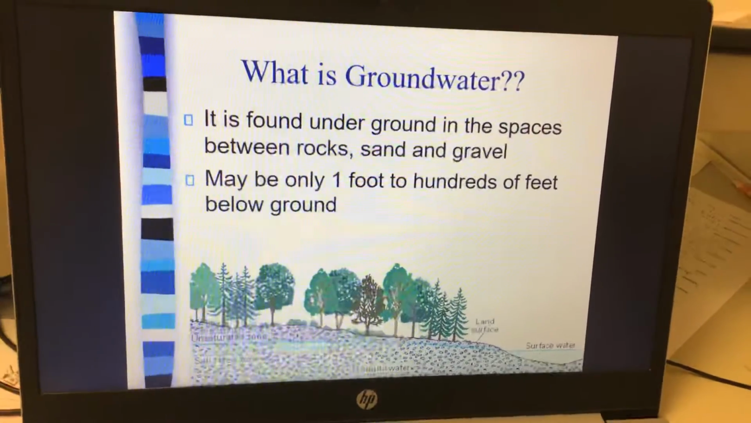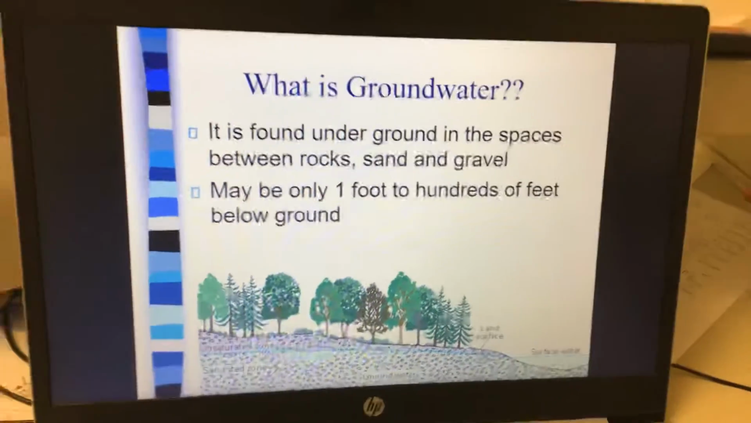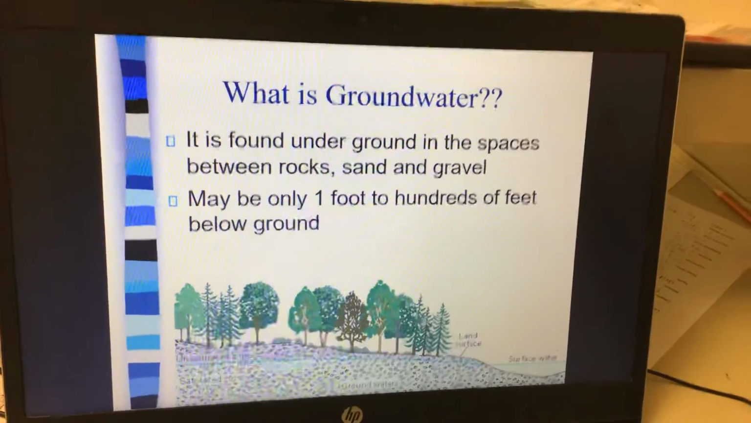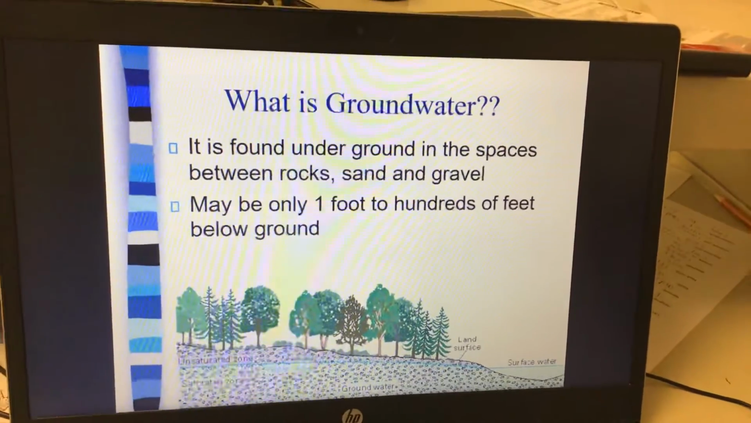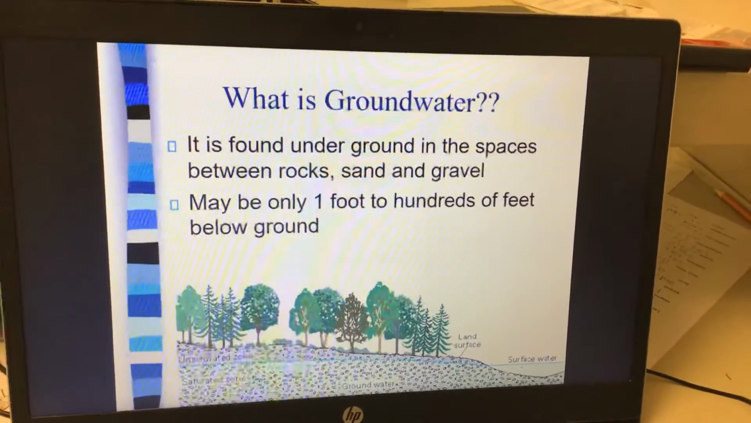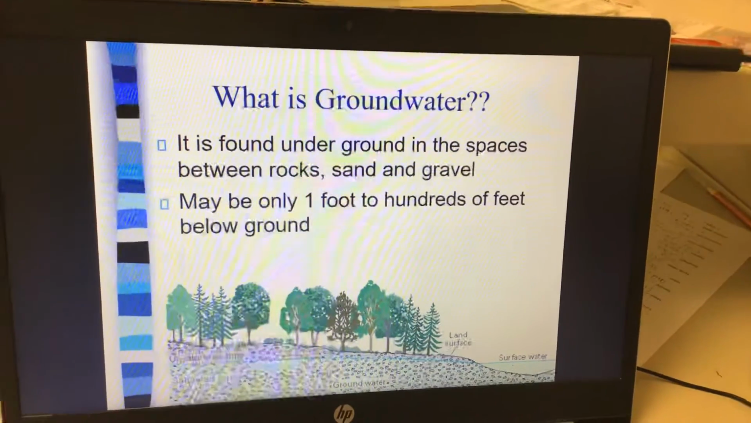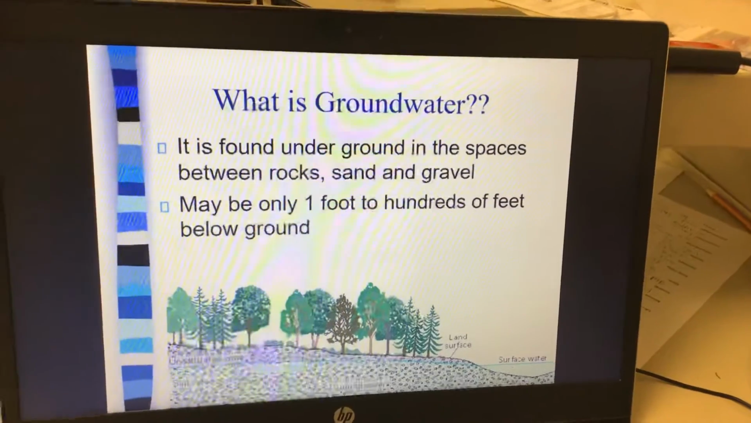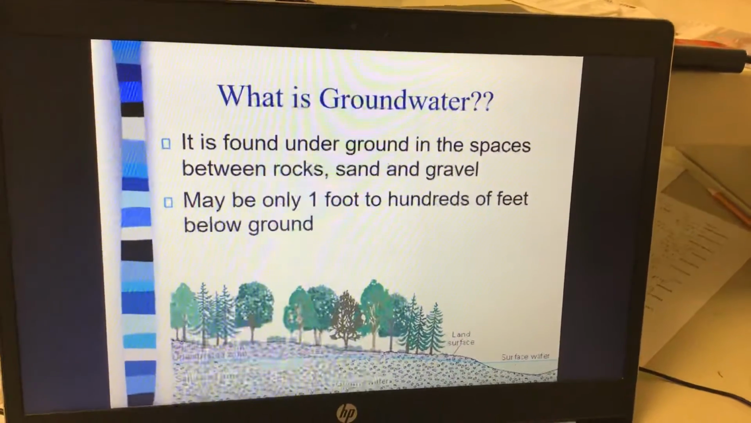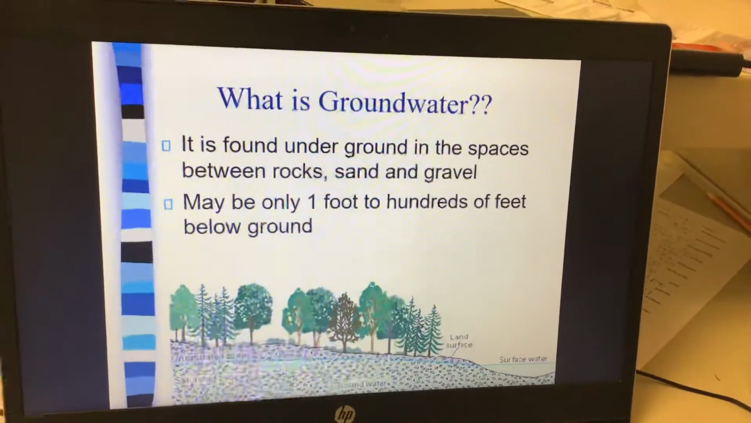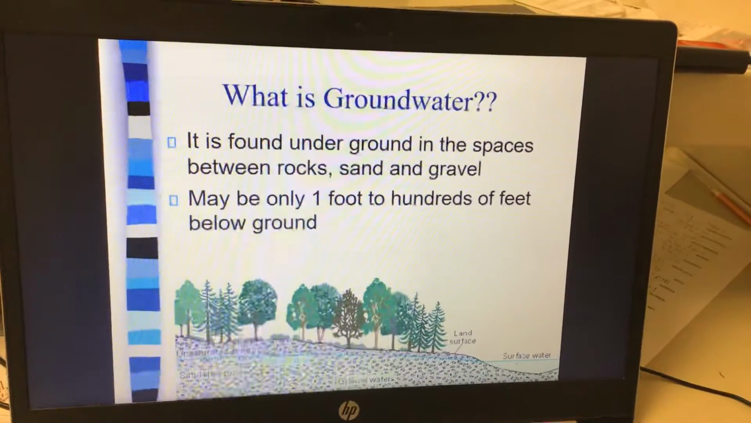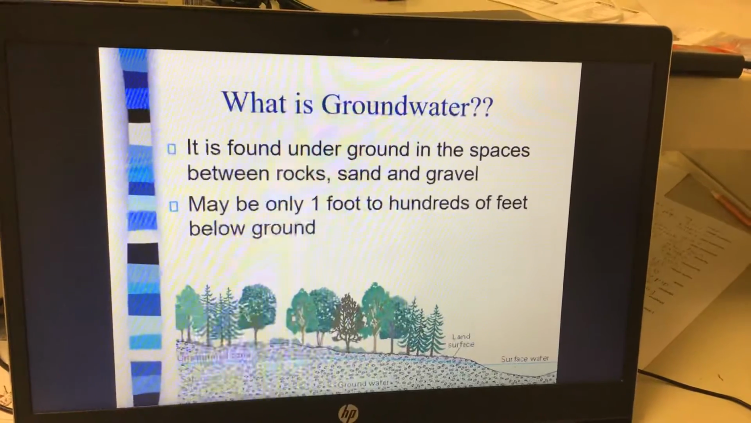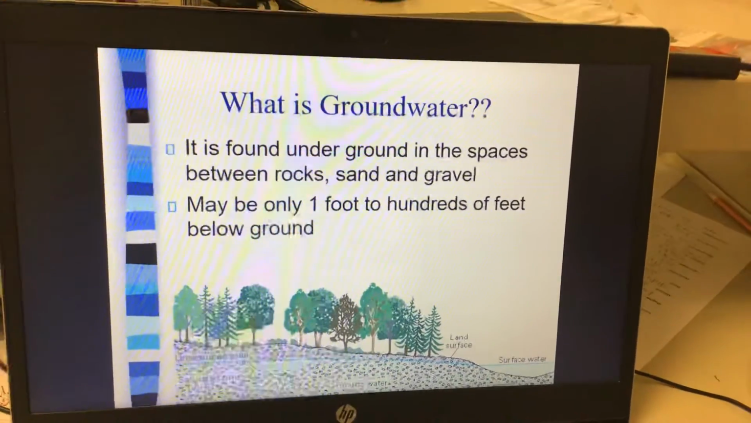If I filled a cup full of rocks, I could dump water in there and it would fill in the spaces between those rocks. I could then put a straw into that cup in between those rocks and I could drink that water. I could suck it out. Okay, that's kind of what groundwater is and digging wells. In some places, it is just below the surface a foot or two. Other places, you have to dig hundreds of feet to get to groundwater.